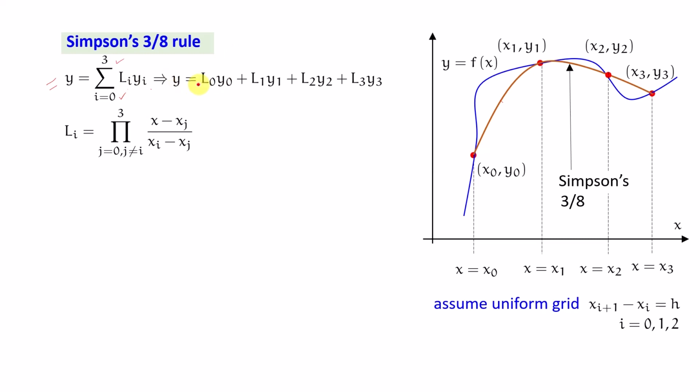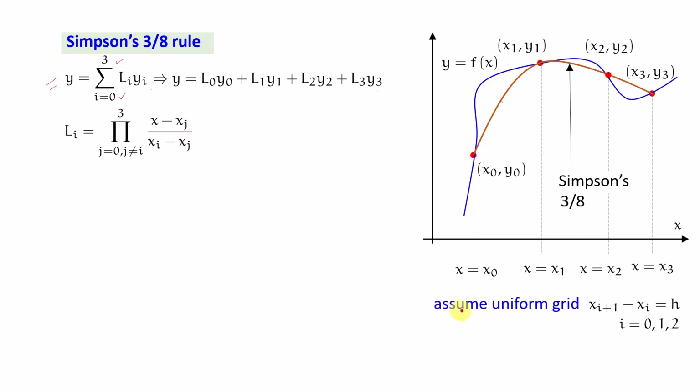That means y is given by L0 y0 plus L1 y1 plus L2 y2 plus L3 y3, and we know that Li, this is the standard expression for Lagrange polynomial. It will start from j equals 0, it will go all the way up to 3, but j will not take i for Li. This is x minus xj over xi minus xj, the product of all of this. That gives us this Lagrange polynomial.